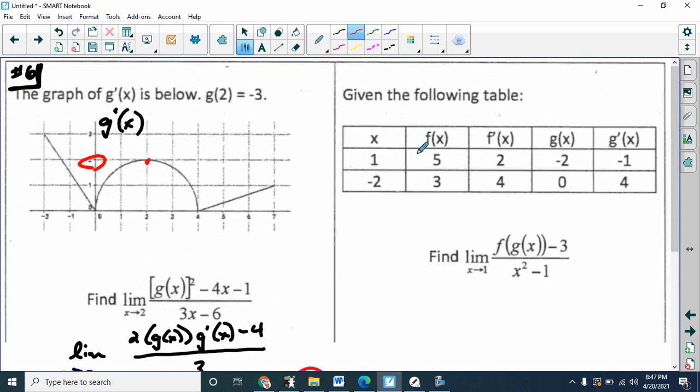And the second one over here gives us a table of values. We're asked to evaluate the limit as x approaches 1 of f of g of x, minus 3, all over x squared minus 1. So the bottom's 0. Let's see if the top is 0. So f of g of 1, g of 1 is -2. F of -2 is 3, 3 minus 3, so you have 0 over 0. So we can use L'Hopital's rule.